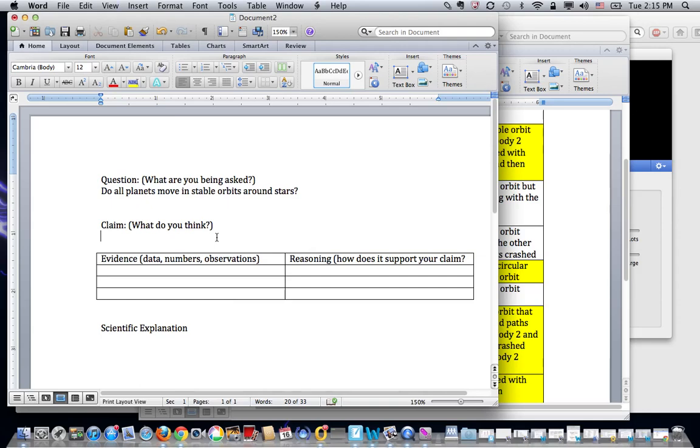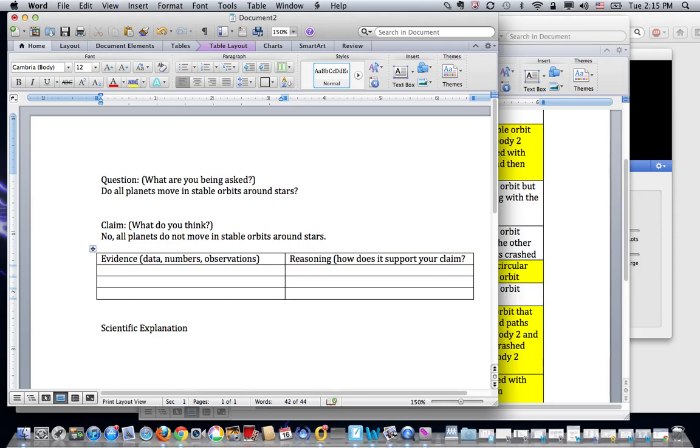So you can answer this in 2 ways. You can say, yes, all planets move in stable orbits around stars, or you could say, no, not all planets move in stable orbits around stars. The word all is such a big word that there's really only 2 answers to this. So I'm going to answer the question. No, all planets do not move in stable orbits around stars. That's it. So we've done that. We've figured out what our claim is.